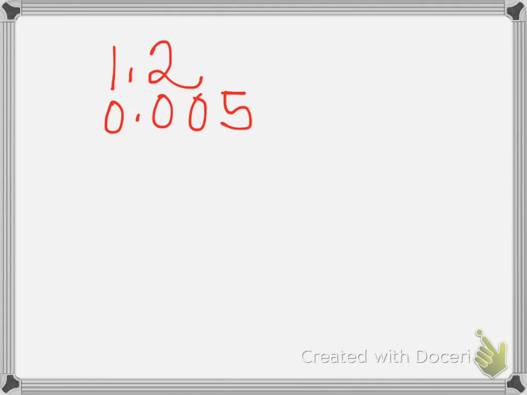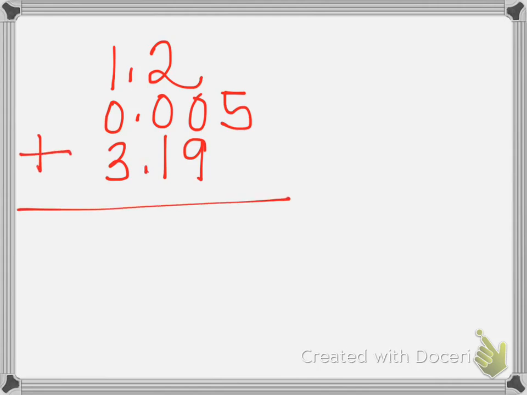So our first problem, we're going to write 1.2, and remember we're going to line up our decimals, we're going to use our place value, plus 0.005 plus 0.319. So we are adding 1 and 2 tenths, 5 thousandths, and 319 thousandths. We can annex some zeros or add some zeros because that really doesn't change the value of the number. We've lined up our decimal points, as you can see, and now we're going to just add.